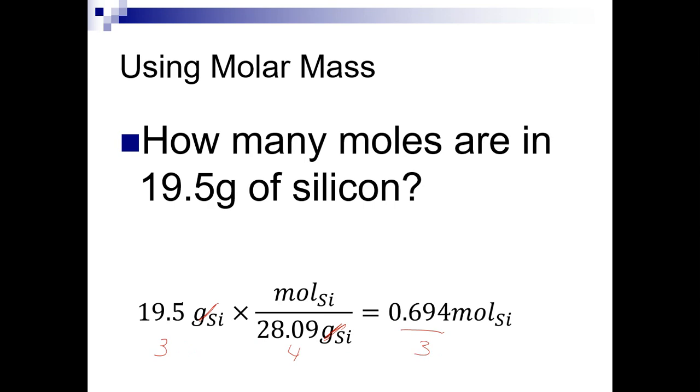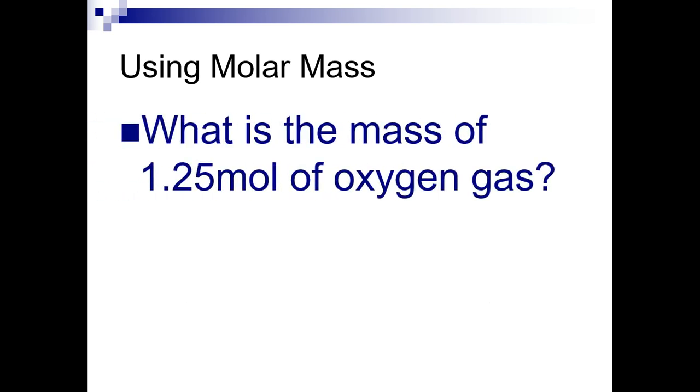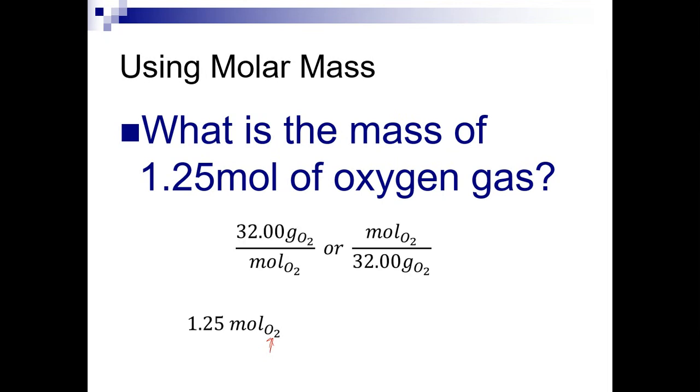Suppose I want to know what the mass of a mole of something is. So I want to know what's the mass of 1.25 moles of oxygen. So I'm going to use my molar mass for oxygen, and don't forget molar oxygen is O2. So when we go to get the molar mass off the periodic table, the molar mass of oxygen, the element, is 16.00. So we have double that, 32.00 grams per mole.